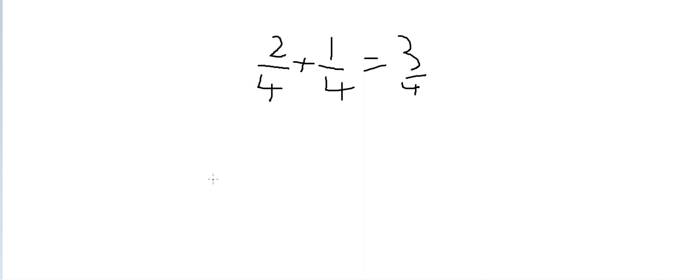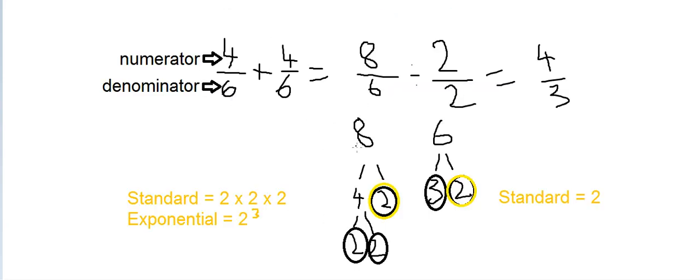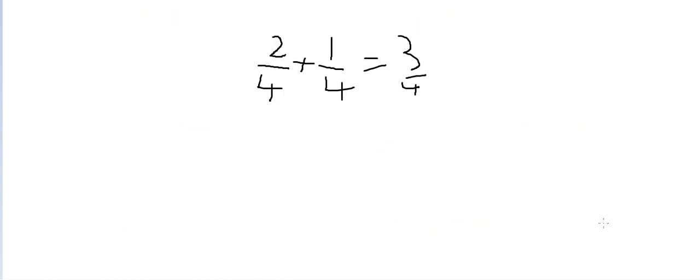So what's one more problem right now? 2 by 4 plus 1 by 4, and you would get 3 by 4. So 2 plus 1 equals 3. Let's do some more. Actually, this will be one more simplified problem. Later on, I will show you how to convert this to a mixed number, but this is good for right now.